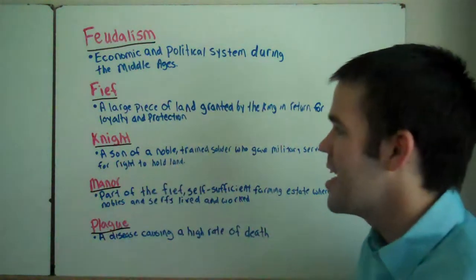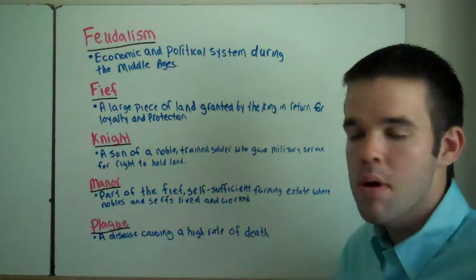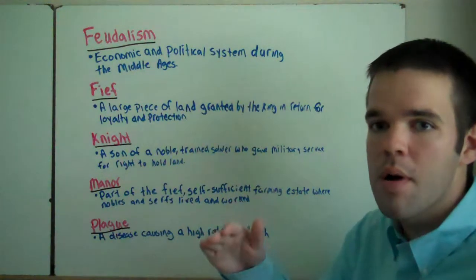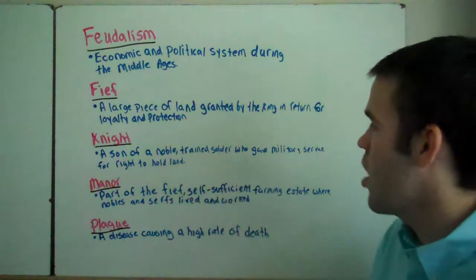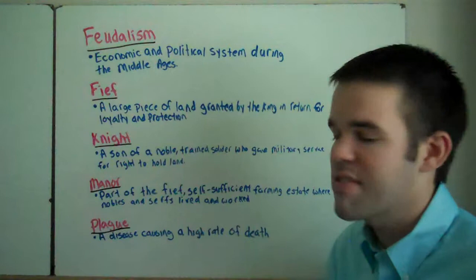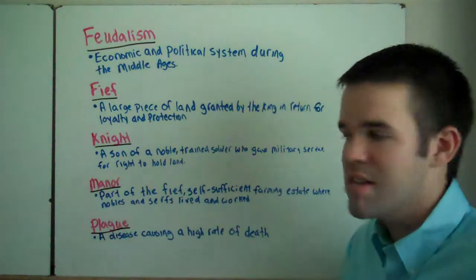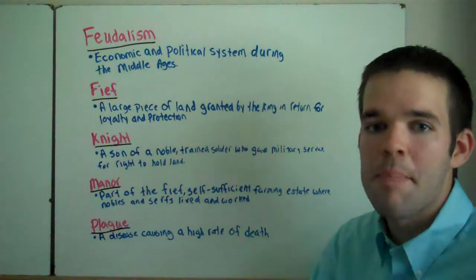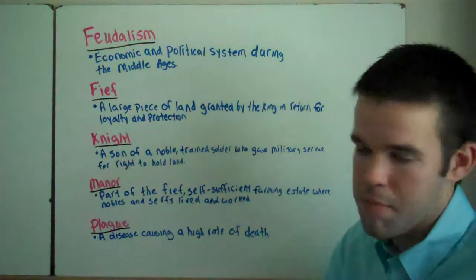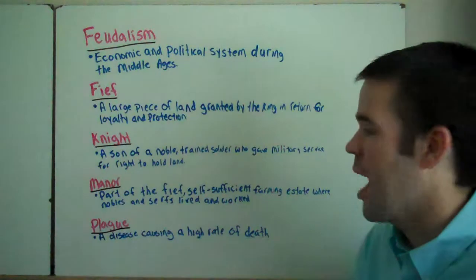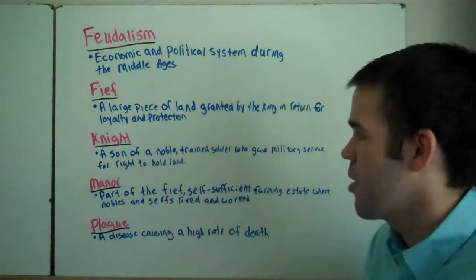Let's move on to knight. Knight is a son of a noble. A noble is upper middle, high class. A knight was a trained soldier who gave military service for the right to hold land. So in exchange for military service, a knight would get a piece of land in return, typically, if they made it through their time in service. We'll talk more about that a little bit later.